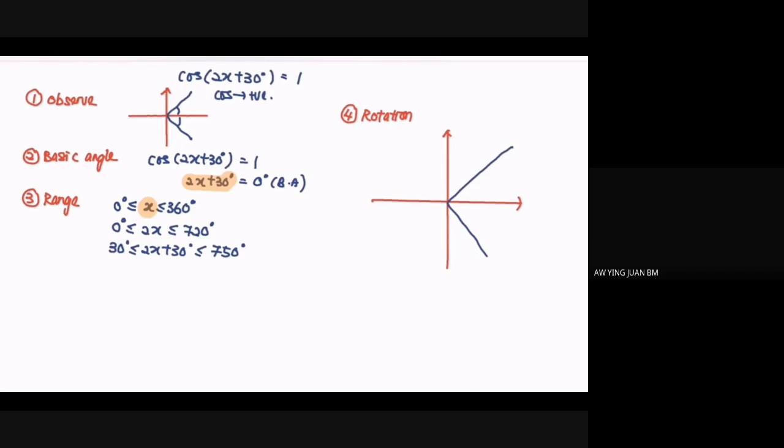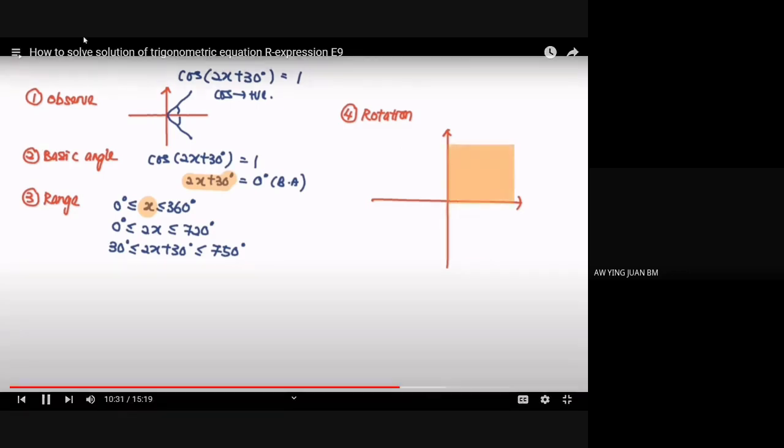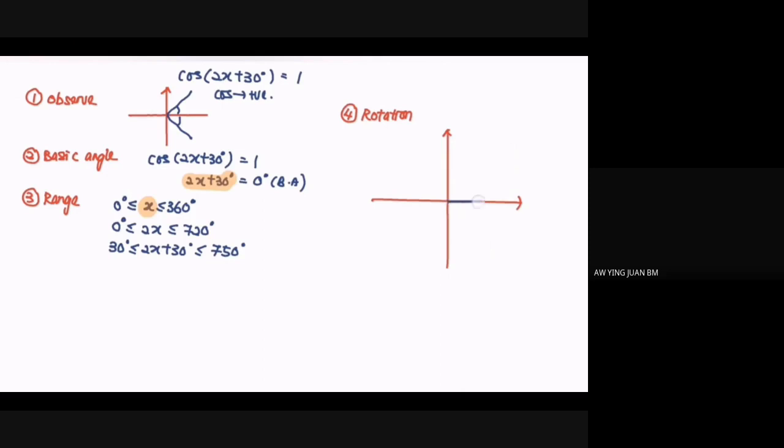The angle is 0. So we need to do some modification for step number 4. Since it's a 0 degree, the angle will be around the first and the fourth quadrant. So the situation will be around here, 0 degree, as a basic angle. Next, we have to illustrate the range in the diagram. So the range begins with 30 degree. So where's the location of 30 degree? Approximately around here.